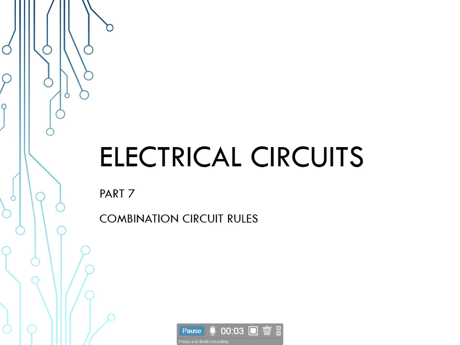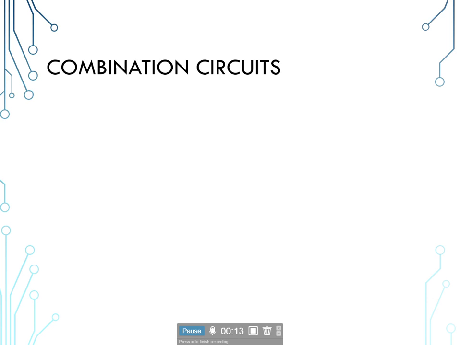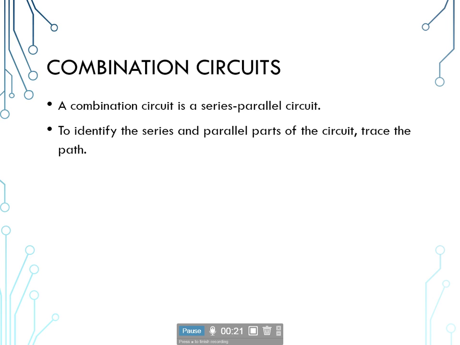Hello, this is Electrical Circuits tutorial series, part number 7. We'll be talking about combination circuits and combination rules. Now, for a combination circuit to be a combination circuit, it is a combination of series and parallel circuits combined into one circuit. And we'll use the method we've been using to tell whether it's series or parallel by tracing the circuit to tell which parts are what.